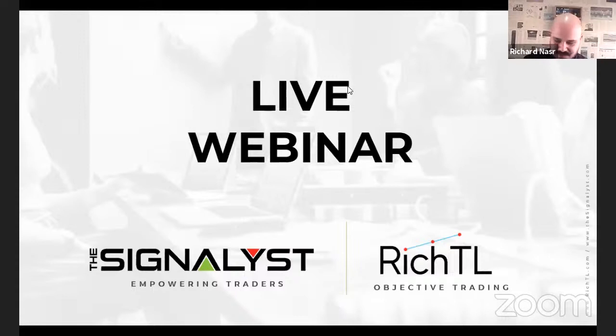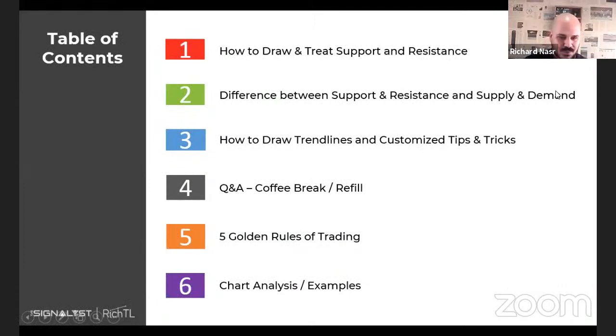So here's a quick glimpse of what we'll cover today. We'll go over, first of all, how to draw support and resistance, of course, in our own way, the difference between support and resistance and supply and demand, and how to draw trend lines in a correct way, what I call objective trend lines. Of course, I'll be sharing my customized tips and tricks. And then, which is my favorite part, we'll go over Q&A, and we will do a quick coffee refill. And then we'll go for the 5 golden swings after our break and Q&A session. Last but not least, we will do some live examples. And of course, feel free to request any instrument that you would like me to go over live. The expected time for this session, as you already saw from the description, is around 2 hours. So feel free, relax, and I'll be your host, and I'll take it from there.